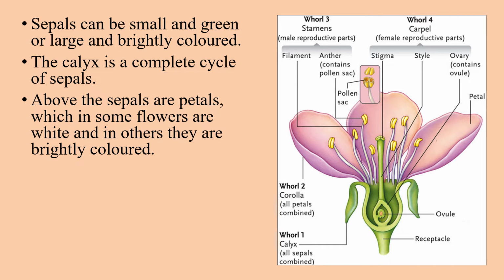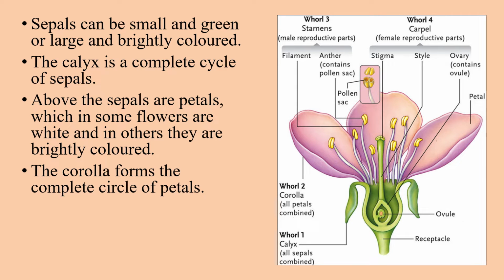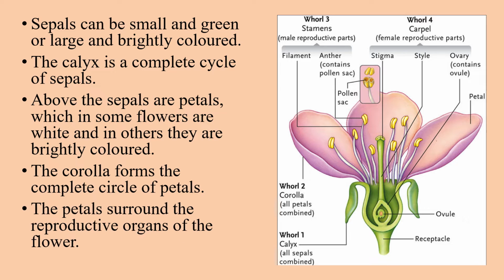Above the sepals are petals, which in some flowers are white and in others are brightly colored. The corolla forms the complete circle of petals. The petals surround the reproductive organs of the flower.